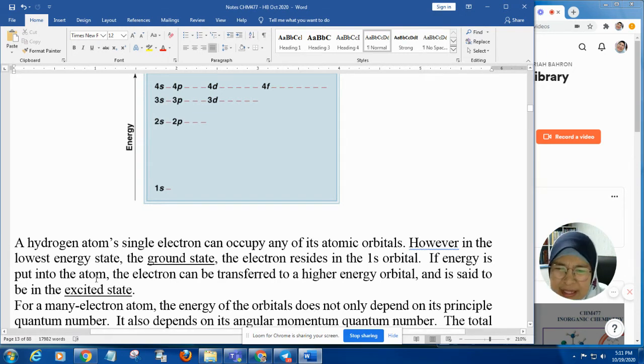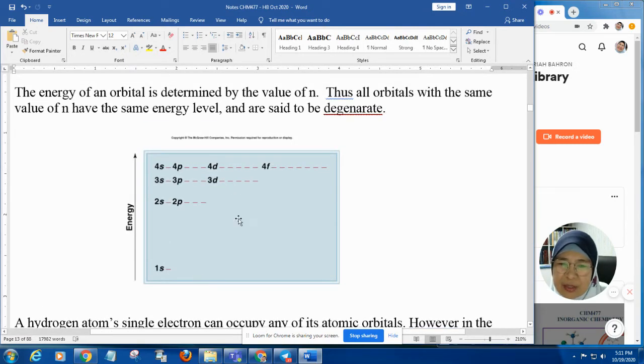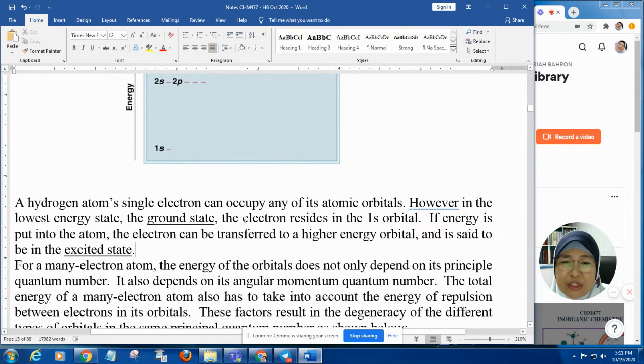If energy is put into the atom, the electron can be transferred to a higher energy level. It is said to be in the excited state. So if you provide energy into a hydrogen atom that has obviously only one electron, then that one electron can become excited. It cannot stay too long in the excited state. It will go back down into the ground state, which is your 1s. That arrangement of energy levels for the s, p, d, f is only true for a one electron atom.